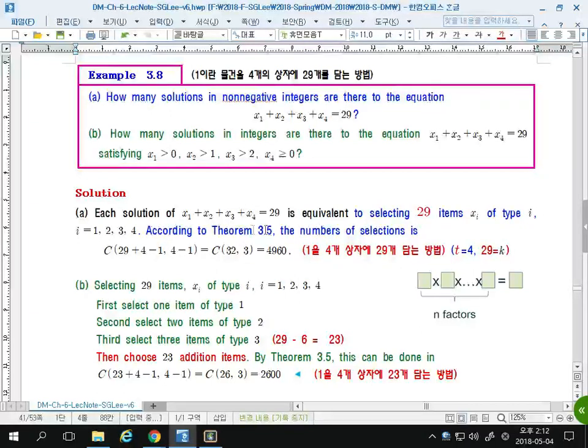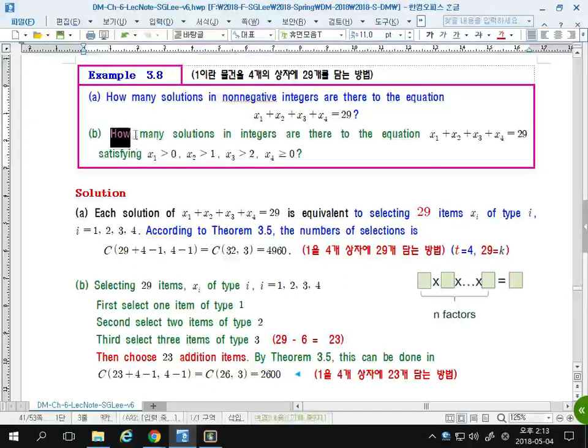Then according to Theorem 3.5, the number of selections is the same as choosing k plus t minus 1, choose t minus 1. Here, k is equal to 29, t is equal to 4. So 32 choose 3 is what we are looking for. This is the same as this: k is equal to 29 and t is equal to 4.